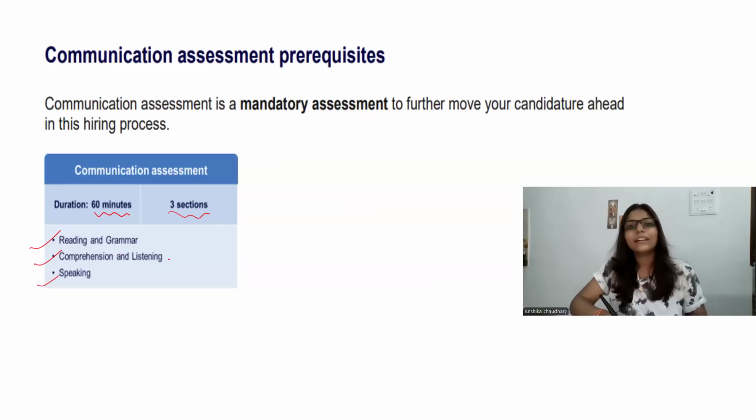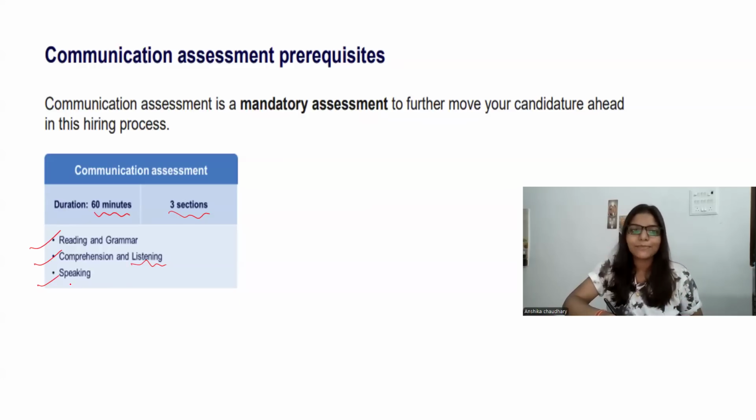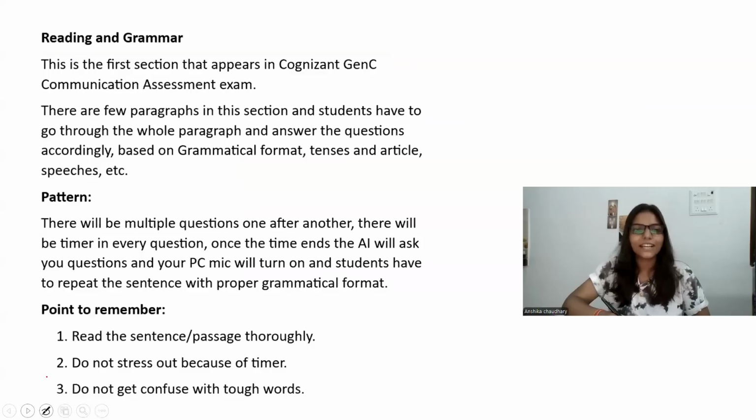Reading and grammar will check your reading ability and your grammar skills. Comprehension and listening means there will be a paragraph. You have to read this paragraph, then you have to summarize it. Or for listening, there will be an AI bot, and that AI bot will dictate something. You have to repeat it. I will show you what type of questions they can ask, so don't worry about it. And speaking is where there will be some sentences you have to speak. All right, so let's understand one by one what you will get in these sections.